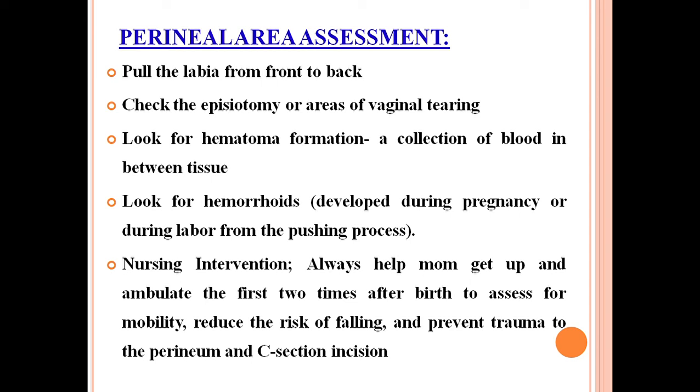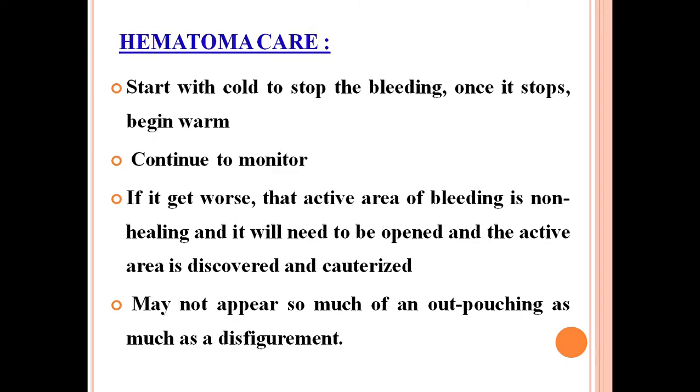And nursing intervention: always help mom get up and ambulate the first 2 times after birth to assess for mobility, reduce the risk of falling, and prevent trauma to the perineum and C-section incision. Hematoma care: start with cold to stop the bleeding. Once it has stopped, apply warmth and continue to monitor.